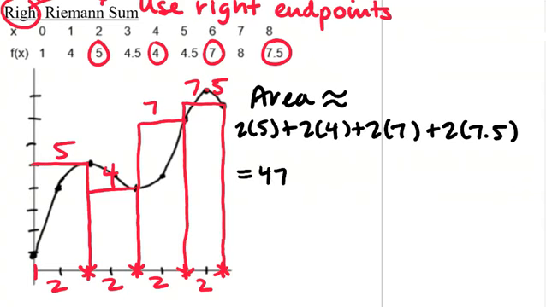Okay. I'm thinking that this one's definitely going to be an overestimate, but it's really tough to say on this graph because it changes from increasing to decreasing, it changes from concave down to concave up. It's really changing its behavior along 0 to 8. So we won't be able to say confidently whether it's an overestimate or an underestimate.